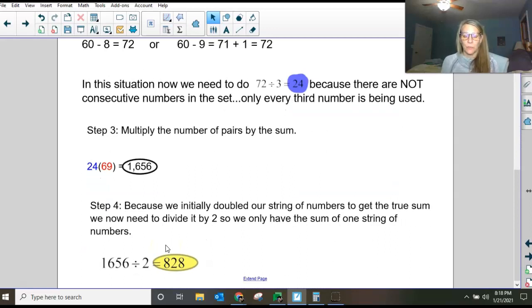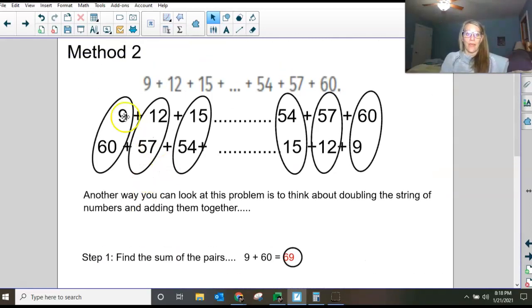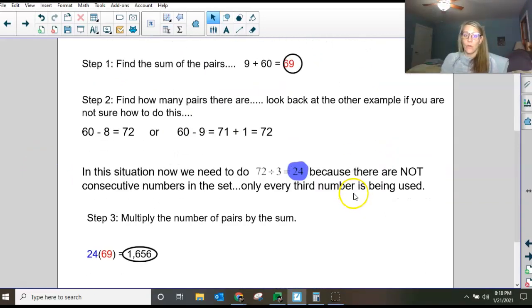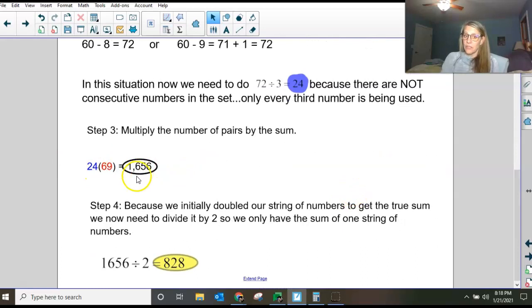All right. Now, step 4, you're thinking, okay, that number doesn't seem right. Well, that's because it's not. We're not quite there yet. There's a step 4. And this step 4, if you remember, we go back up here, remember we doubled this string of numbers. So if we left this string of numbers doubled, we'd have 1,656. But now we have to cut that in half to find just the string of numbers 9 through 60. And that's how we get that 828, which is exactly the same thing we got in the prior one.